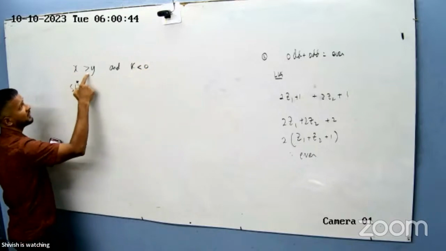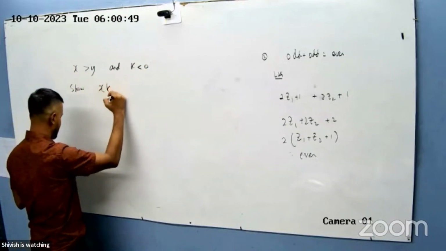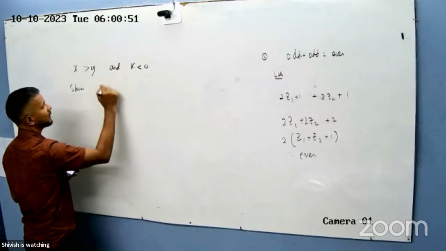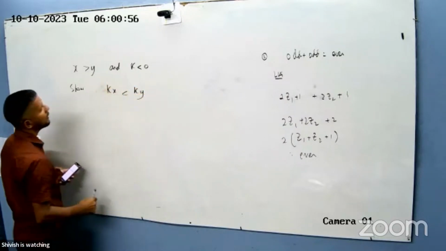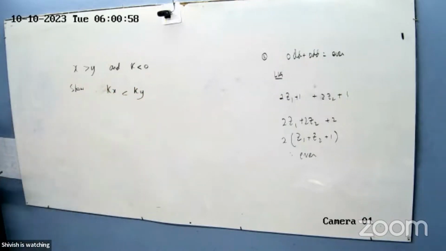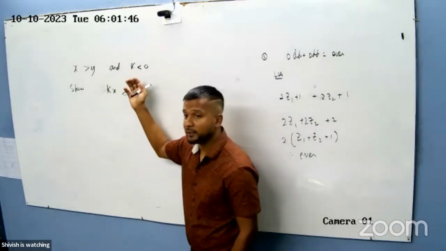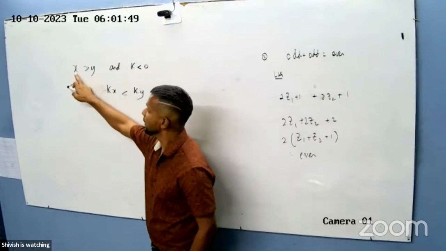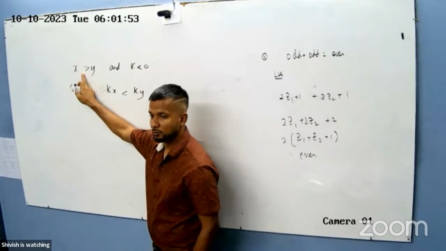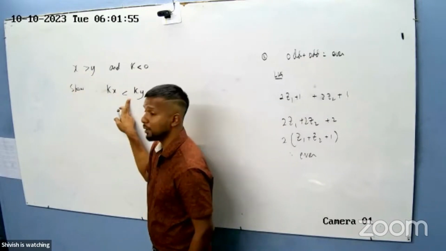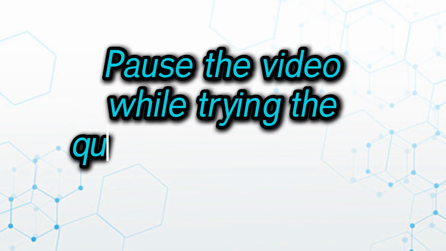So if x is more than y and k is less than 0, show that kx is less than ky. Try it. Think about it. Think about a value, right? If you multiply by a negative here, what is happening? The sign flips, right? Think about that. See if that's helpful.